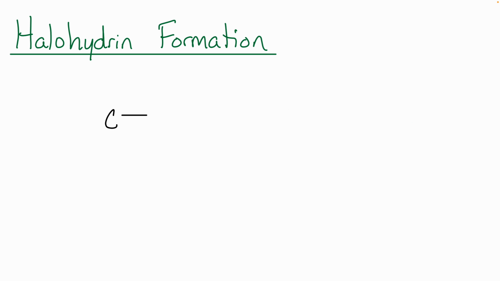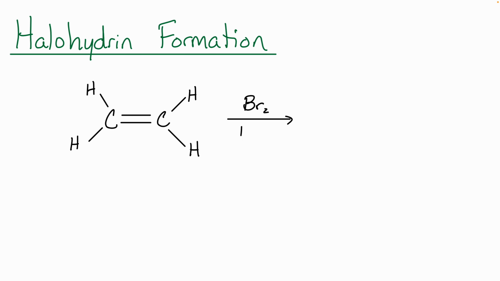All right, so again, we like to start out with our easiest case scenario, our simple ethene. So in a halohydrin formation, we're going to use a halogen. But we're not just going to have a halogenation reaction. We're going to introduce that halogen along with another nucleophile, water. And what we're going to get is an addition reaction.